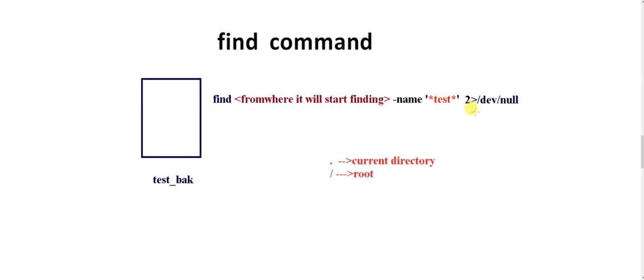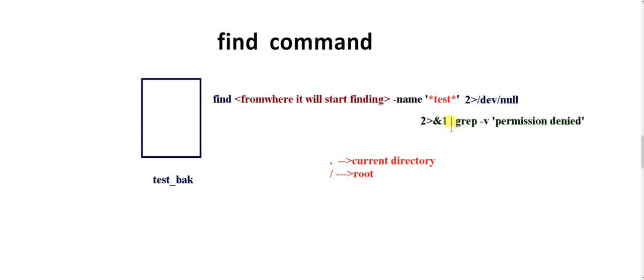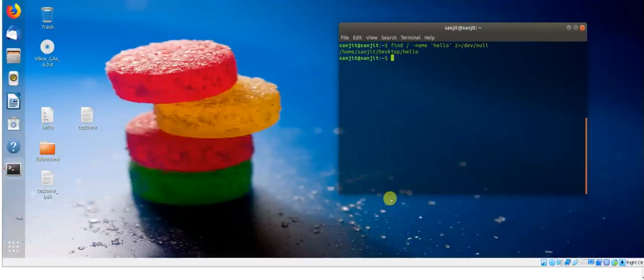So what is the second string? This is the first string you can attach. The second thing is, till here it will be the same, but in place of this you can attach this particular string as well. Like 2>&1, and after that grep -v "permission denied". Let me show you, both will give the same result.